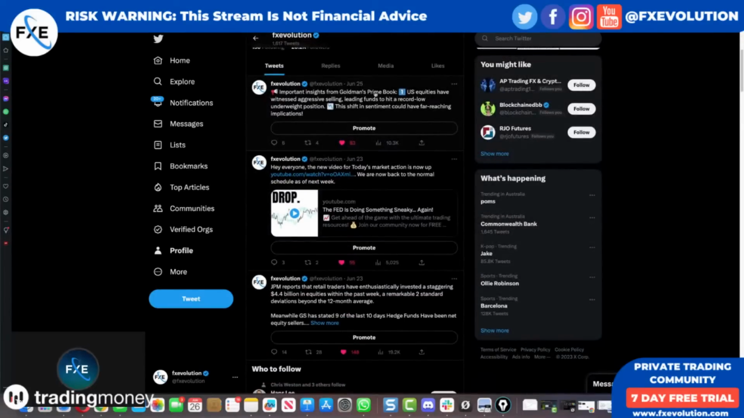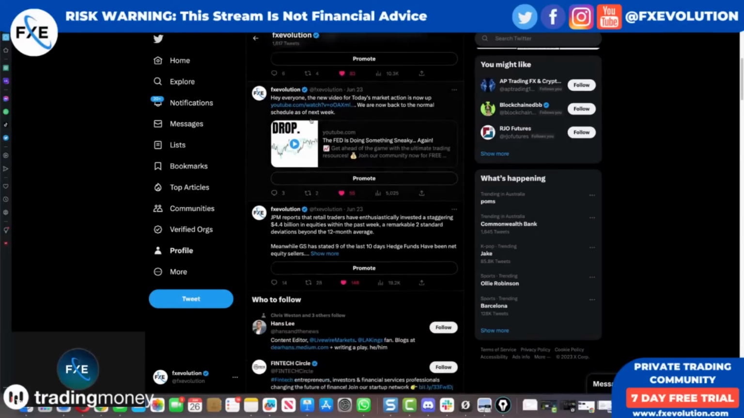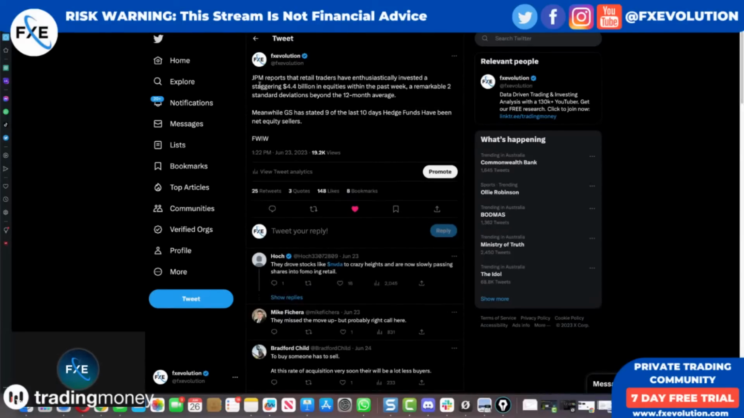We've got Goldman's Prime book showing that US equities have witnessed aggressive selling. So this actually means that some of the biggest people in the know have been net sellers. I also posted this comment last week that shows here JP Morgan reports that retail traders have enthusiastically invested a staggering 4.4 billion, now more since this point, in equities within the past week. This is 2 standard deviations beyond the 12-month average. Meanwhile, Goldman Sachs has stated 9 of the last 10 hedge funds have been net equity sellers.